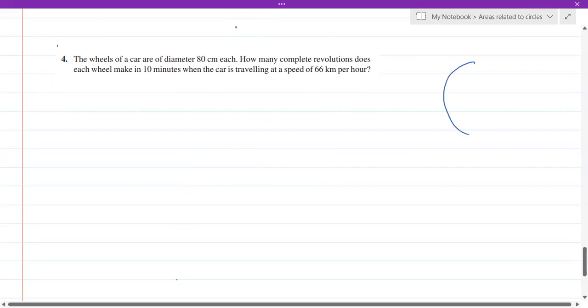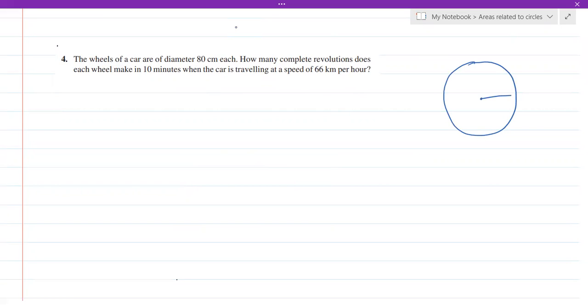Let me represent it using a circle. Let's say this is the wheel. What is the diameter? The diameter is given as 80 centimeter.